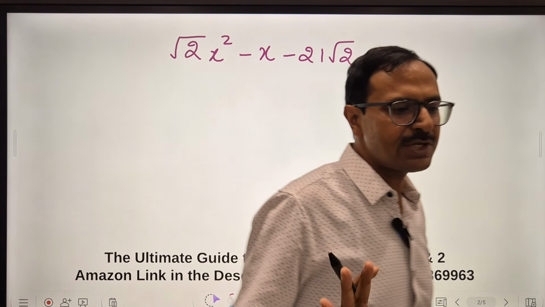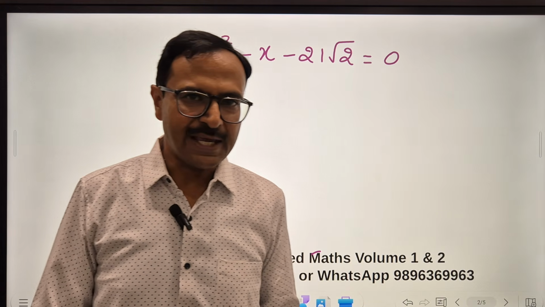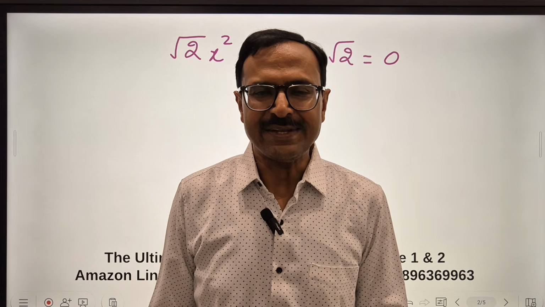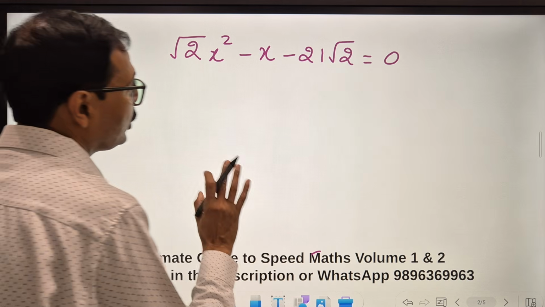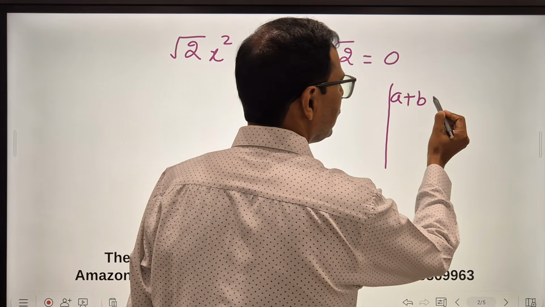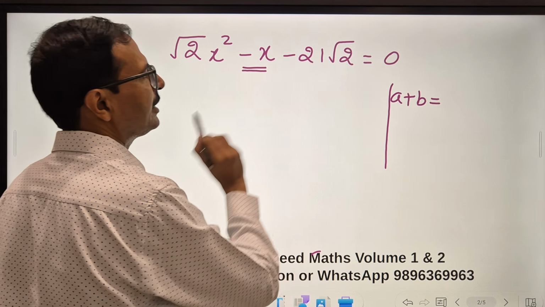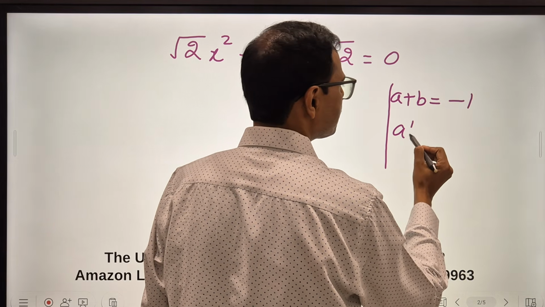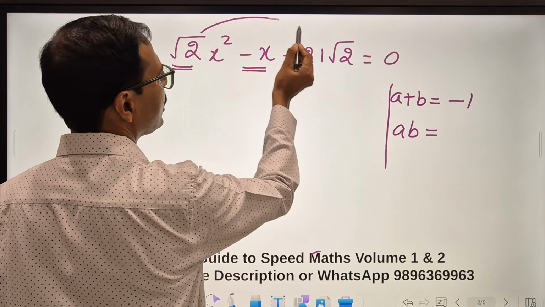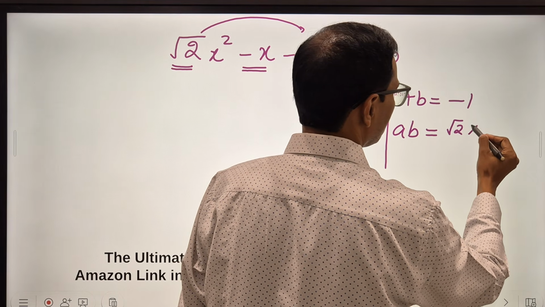Now this is the quadratic equation, and you can see it has irrational coefficients, and things are already looking scary for so many of the students who are watching the video, right? So let's simplify this for you, friends. First of all, I know the basic. What is that basic? I want two real numbers whose sum is the coefficient of the middle term, that is minus 1, and whose product is the product of the coefficient of x square and the constant term, that is root 2 times minus 21 root 2, right?